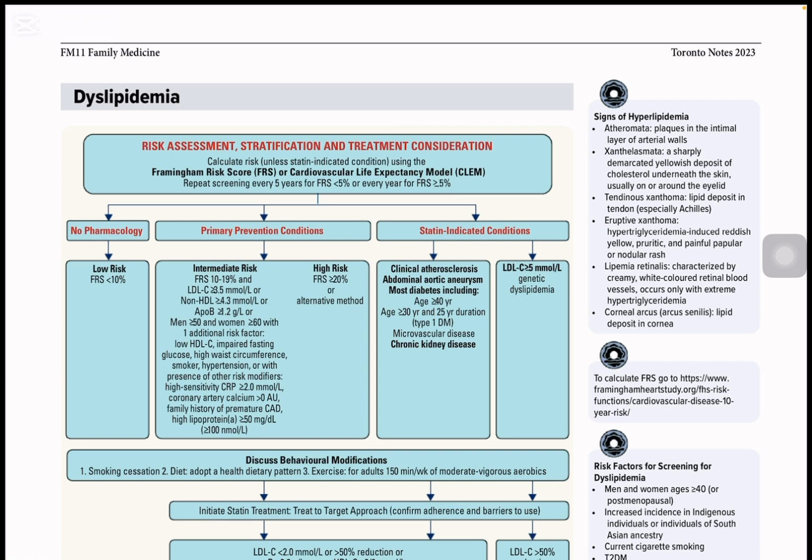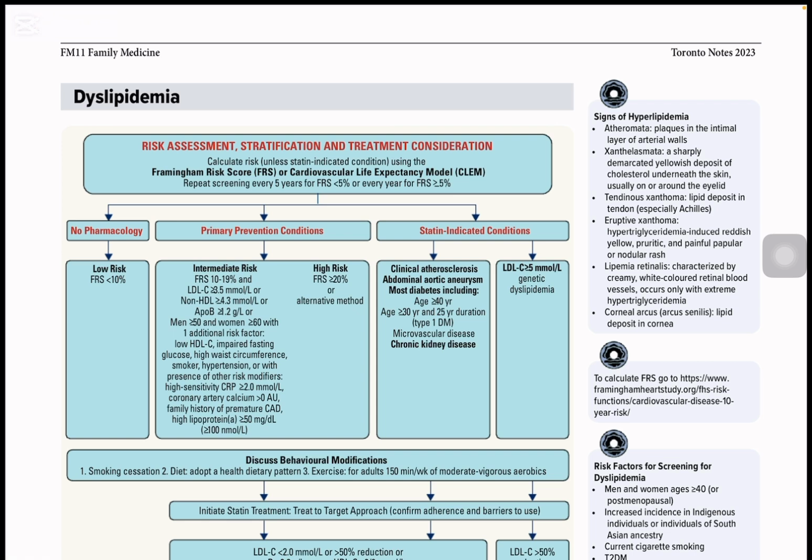So if the score is less than 10, no pharmacotherapy. If the score is 10 to 19, then that's an intermediate risk. If it's more than 20, then it's a high risk. Okay, so if it's a low score, no therapy, no pharmacotherapy. Primary prevention conditions are intermediate risk or high risk.